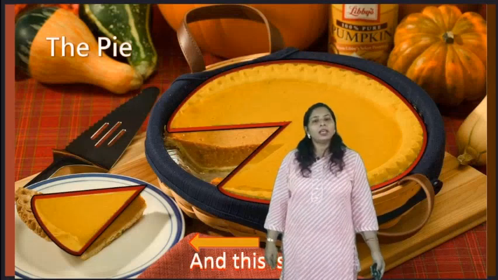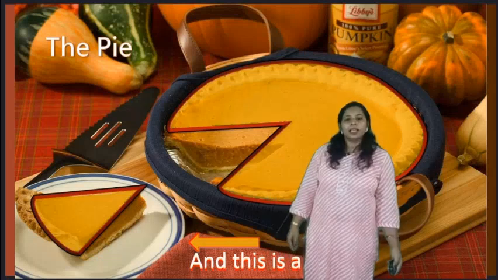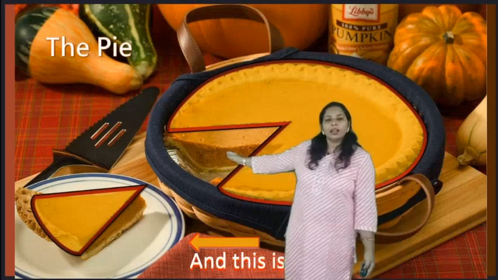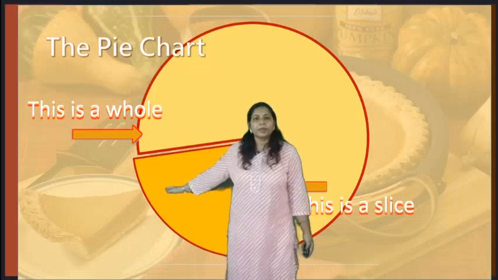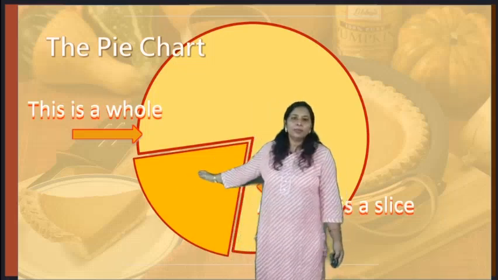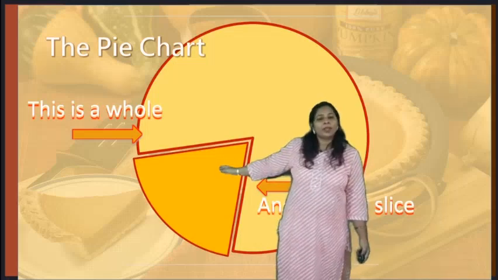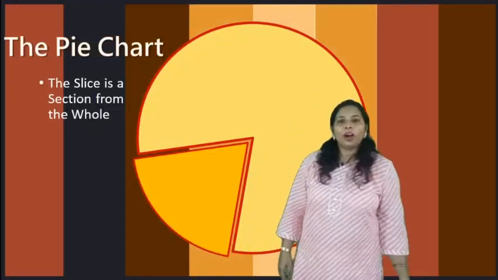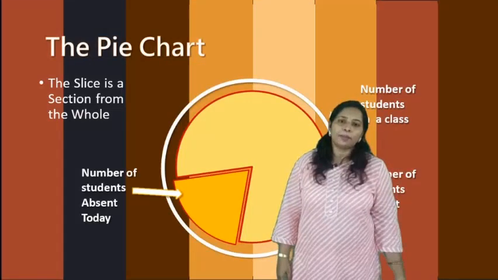Now, if I cut one portion from this pie, that is called a slice. In this figure, you can see that this portion I will cut, and this is called a slice, that is a cut portion from the pie. Now, let's again recall, this whole is called a pie and the cut portion from the pie is called a slice. Now, what is basically a pie chart? Let's understand with the help of one example.